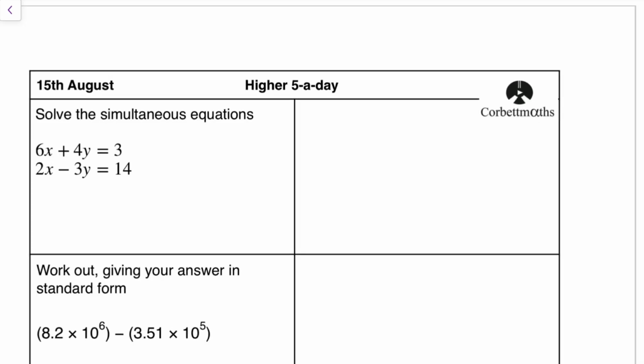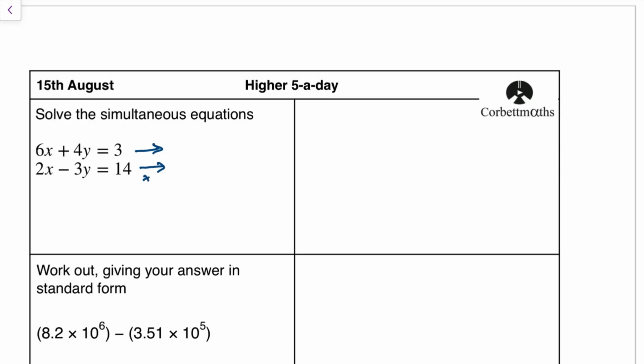Okay, so it's a solve a simultaneous equation. The thing about this one is what you want to try and do is either make the x's the same or make the y's the same, because then you can take them away or add them accordingly, and that leaves you with one variable. So the way I'm going to approach this is I'm going to note that this is 6x. I'm going to note that this is 2x.